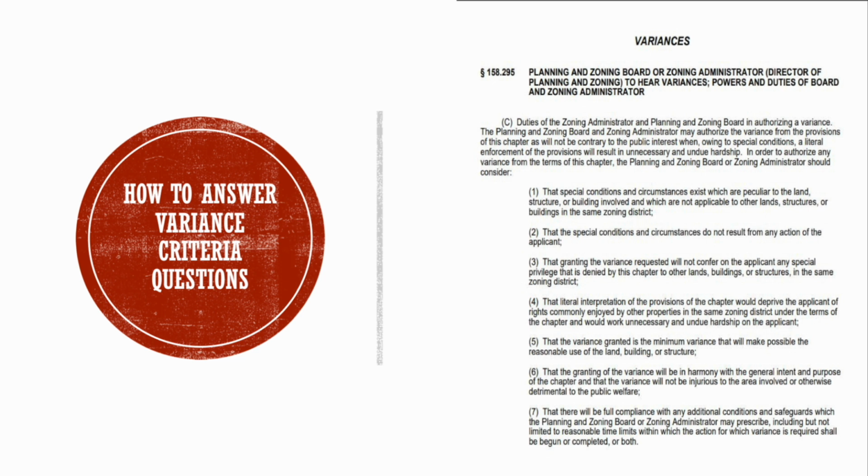The variance criteria questions are probably the most important part of the application that you will fill out. This criteria is really what the Planning and Zoning Board members, or if it's an administrative variance and it's planning staff only reviewing it, are going to look at to see your responses to these criteria questions. These are in the code, and so you are required to answer them as truthfully, as honestly, and as knowledgeably as you can be given your variance application. So we're going to go through each one so that you know how you should be answering these questions.